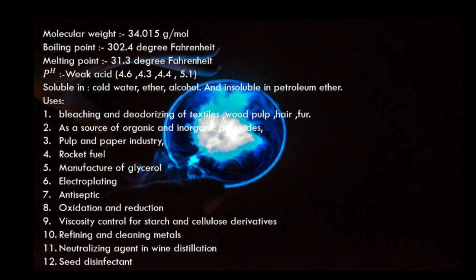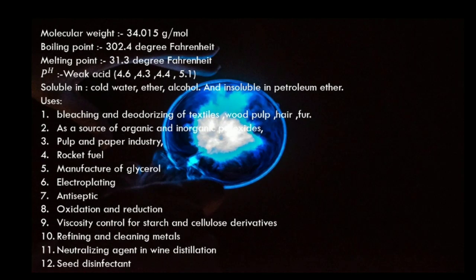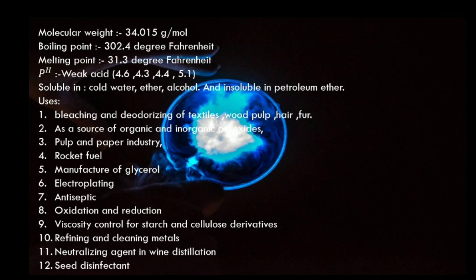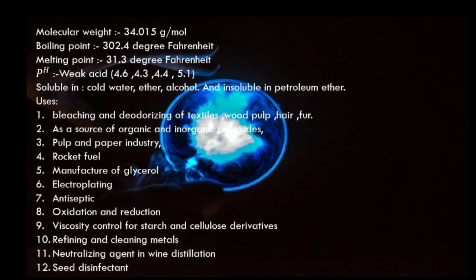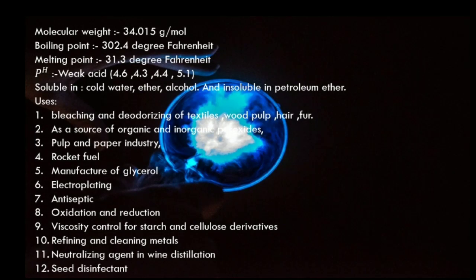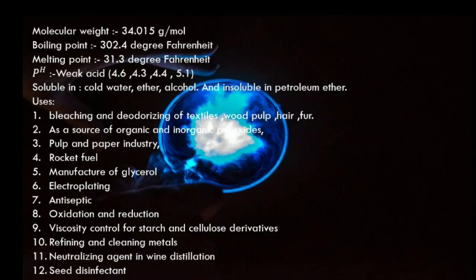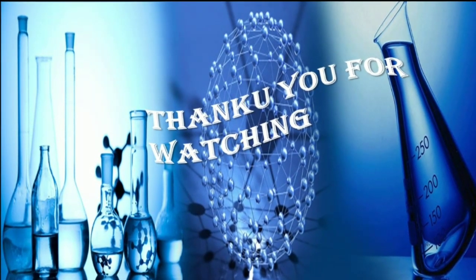In electroplating, as an antiseptic, in oxidation and reduction, in viscosity control for starch and cellulose derivatives, in refining and cleaning metals, as a neutralizing agent, in wine distillation, and in sea disinfectant, we also use hydrogen peroxide. These are just a few things to know about hydrogen peroxide.